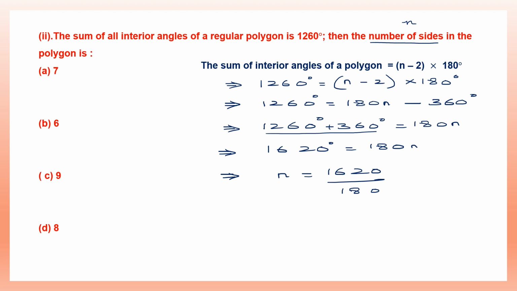So when we divide this, we can cancel, and here also we can cancel 18 ones and 18 into 9. So we have found the value of n, and n is equal to 9. And what is n? N is the number of sides as it's given there. So we have found the number of sides of this polygon, and that is 9, and that is option C, 9.